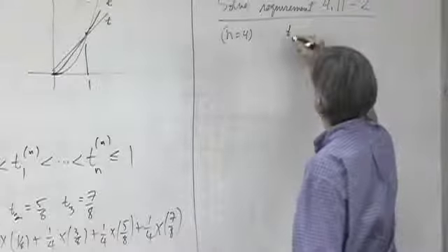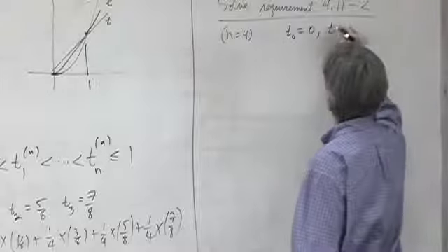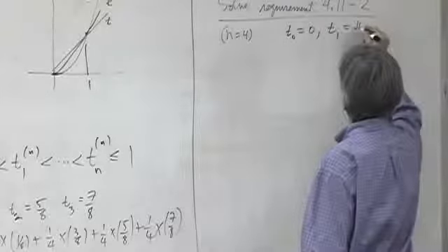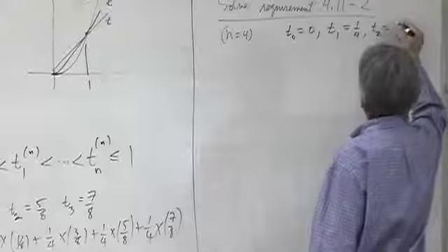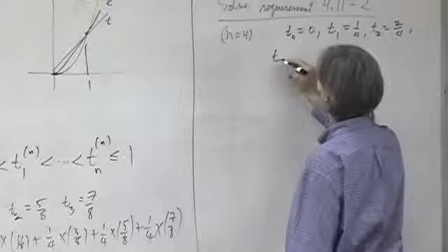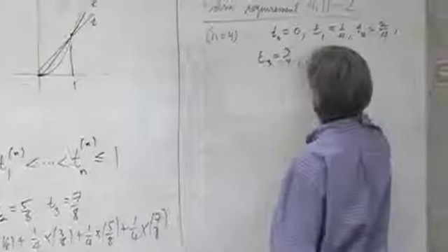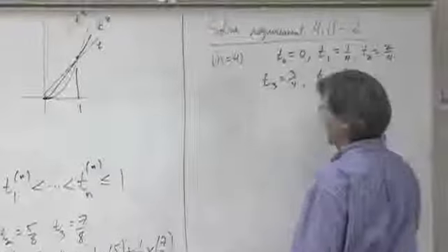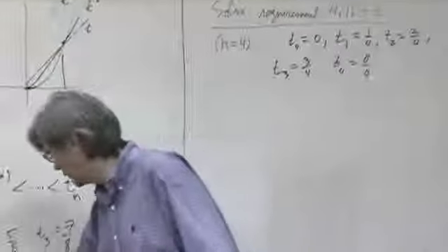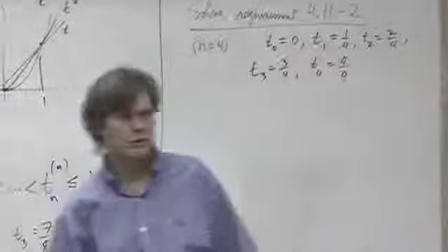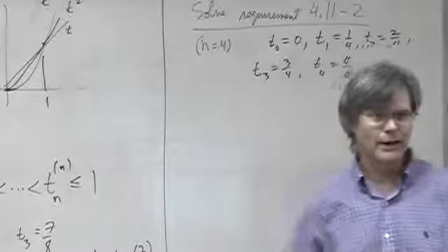With t0 equal to 0, t1 equal to 1/4, t2 equal to 2/4, t3 equal to 3/4, and t4 equal to 4/4. So I'm going to sample the function at 5 points: 1, 2, 3, 4, 5. The endpoints, not the midpoints now.